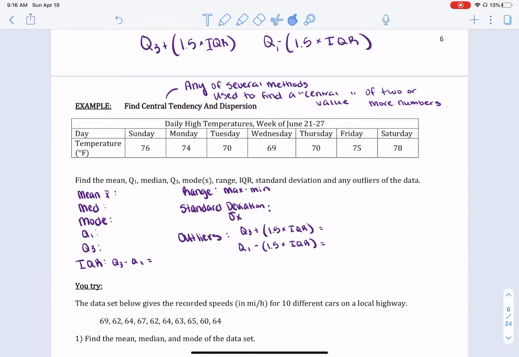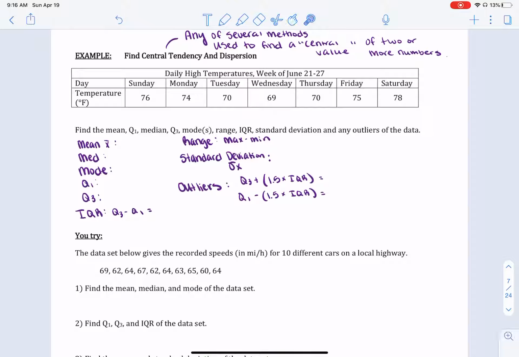So for this example, it says find the mean, Q1, median, Q3, mode, range, IQR, standard deviation, and any outliers of the data. They've given us daily high temperatures, week of June 21st through the 27th. So we have our days and the temperatures. So we have our numbers here.